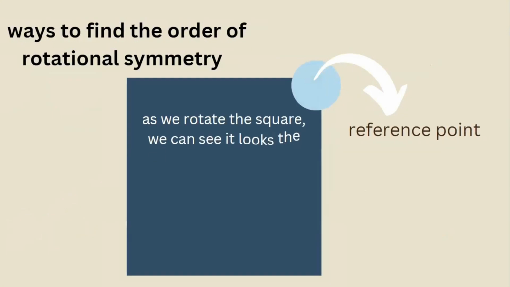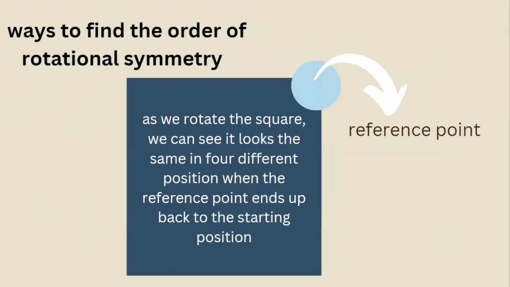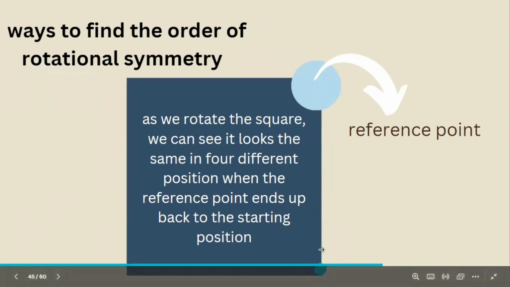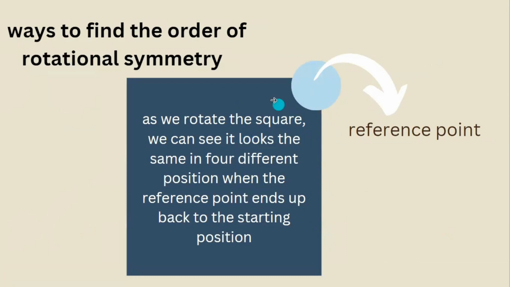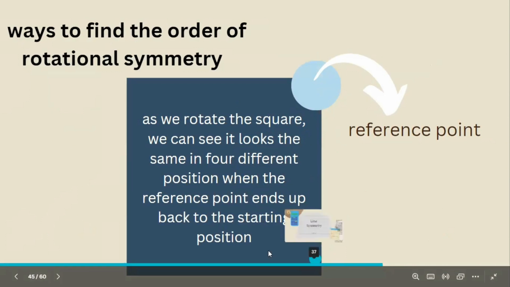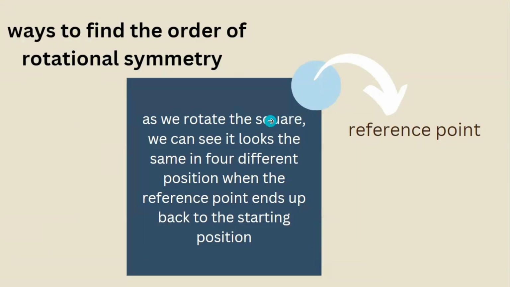So in order to find the order of rotational symmetry, there are several ways. For your understanding, this is the basic way. We can draw a reference point up there, and every time we spin the square, it will still look the same. You can spin it and we repeat it like this: 1 order, 2 order, 3 order, 4 order. So a square has 4 orders of rotational symmetry.